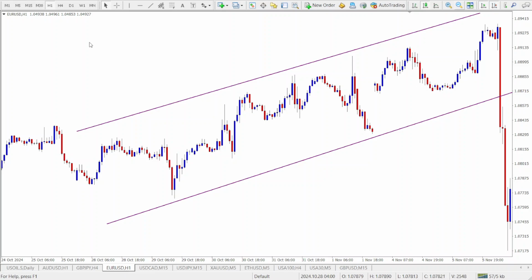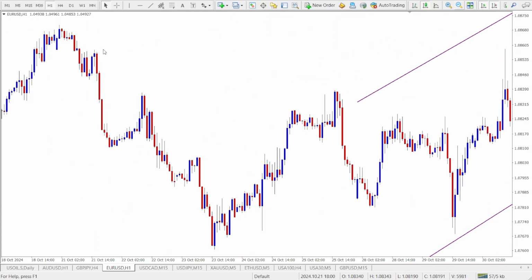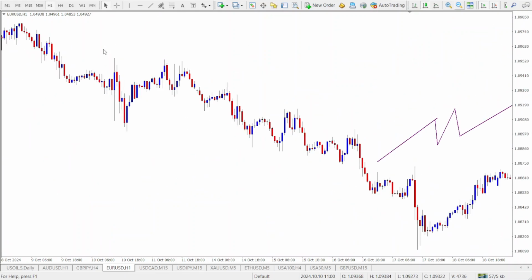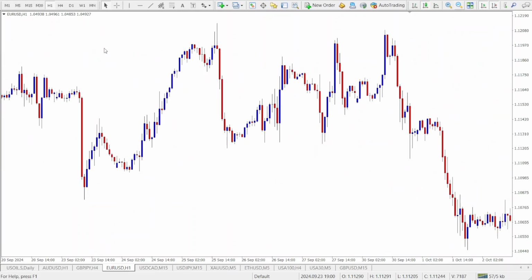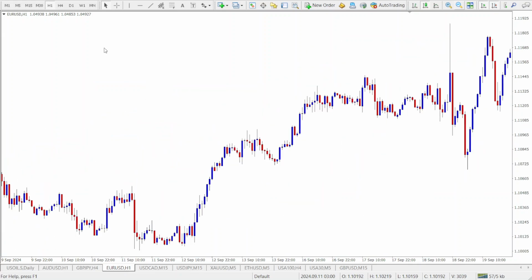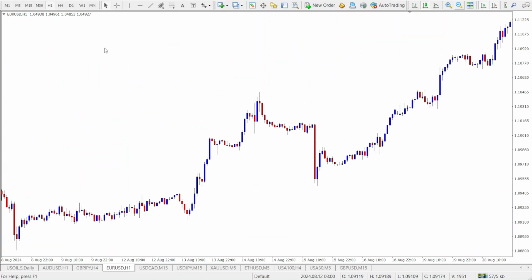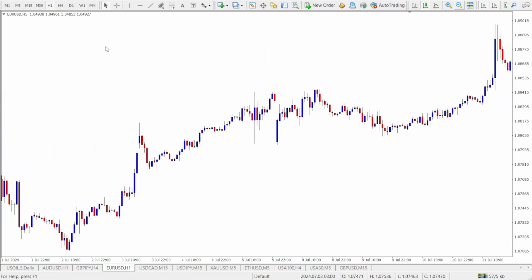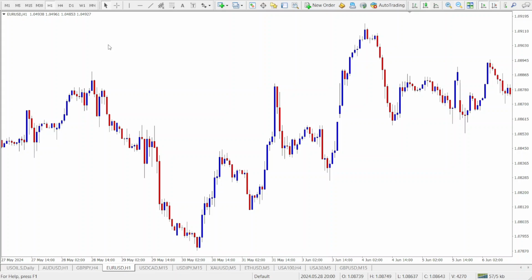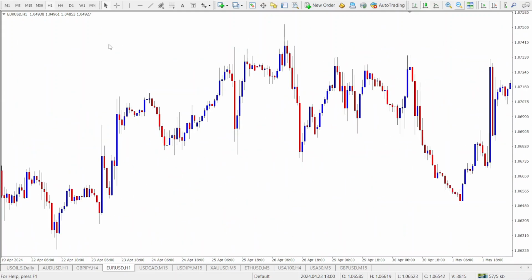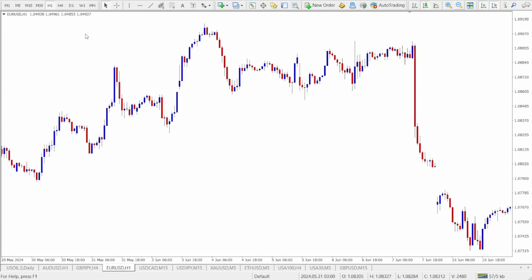Now let's talk about identification. All right, let's talk about spotting a running flat pattern, because it requires a keen eye and a bit of practice. So here's what you should be looking for.